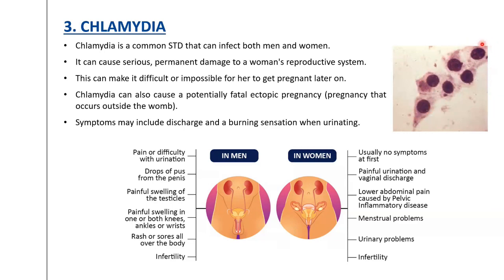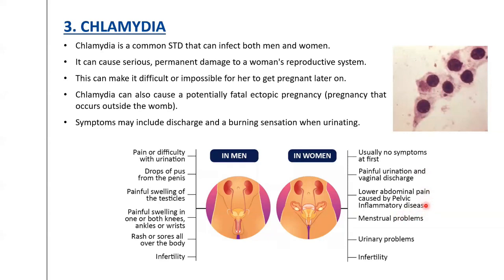These are the chlamydia bacteria. This is the variety of symptoms it can cause in women and men. In women, usually they don't have any symptoms at first. Then it progresses to painful urination and vaginal discharge, and lower abdominal pain caused by pelvic inflammatory disease.